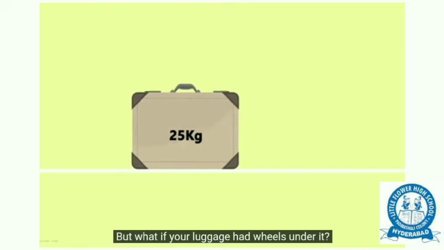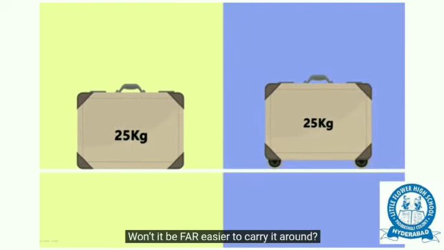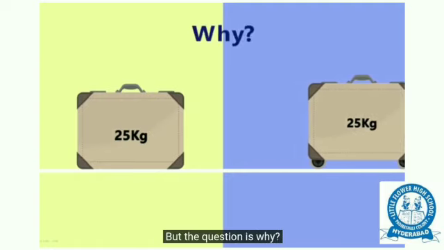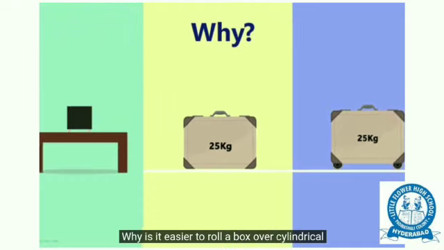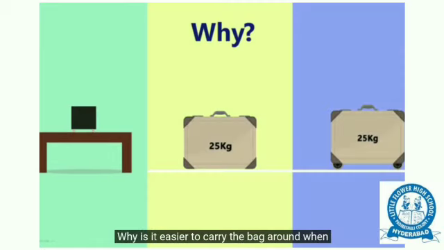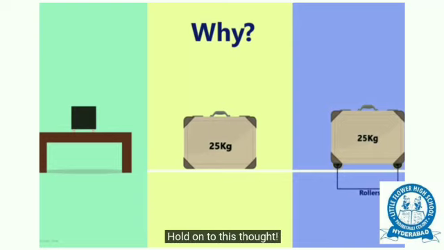But what if your luggage had wheels under it? Won't it be far easier to carry it around? Yes, it'll be easier. But the question is why? Why is it easier to roll a box over cylindrical pencils relative to pushing it on a flat surface? Why is it easier to carry the bag around when it has rollers under it? Hold on to this thought. I'll come back to it.